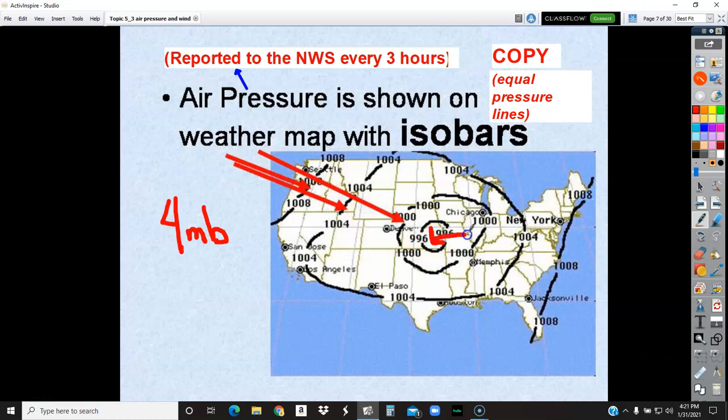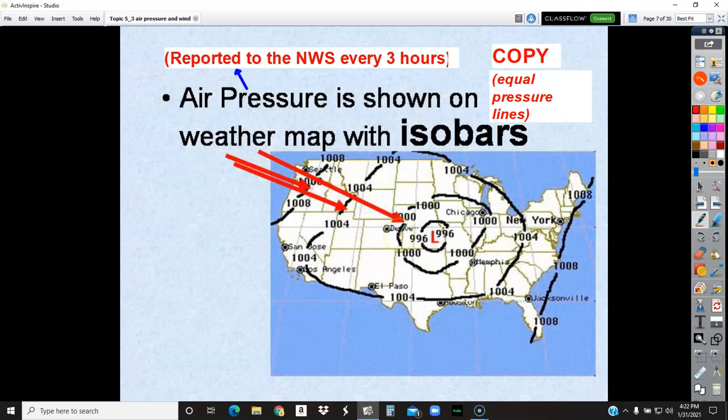As you work away from the low, the numbers are going to go up. And they're going to draw lines every 4 millibars. So this is 996. The next line out, you add 4 to that. That's why you got 1,000. So this would be the 1,000 millibar isobar. Then you keep adding 4. 1,004 millibars, that would be this one. And then 1,008, and etc.